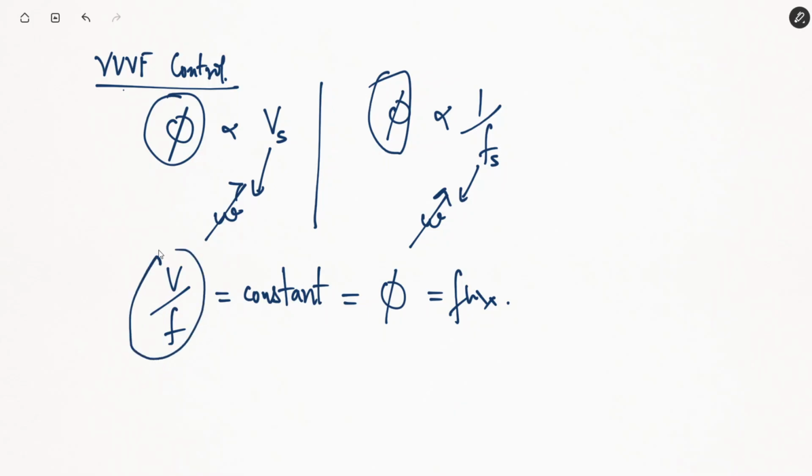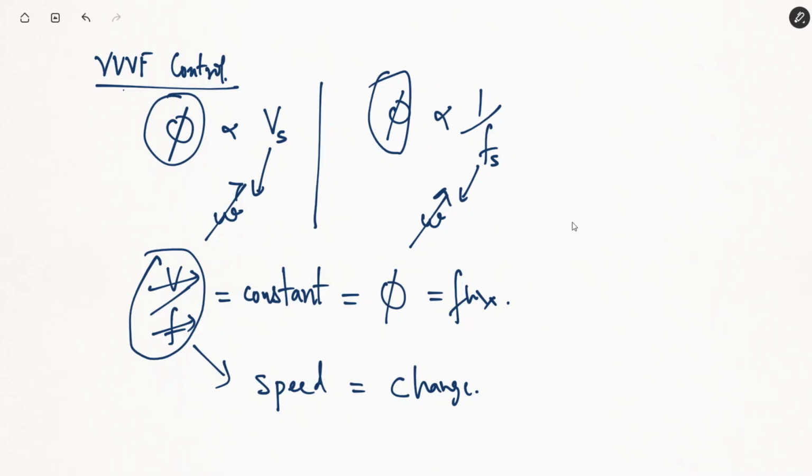But while changing both these two parameters, the speed will definitely change, since speed is proportional to both voltage as well as frequency. So what we are doing here is increasing the voltage and increasing the frequency. By both methods, speed will increase, but we are increasing them in such a fashion that the ratio V by F remains constant.